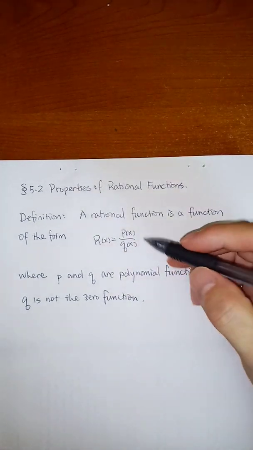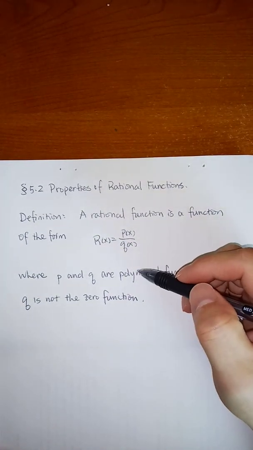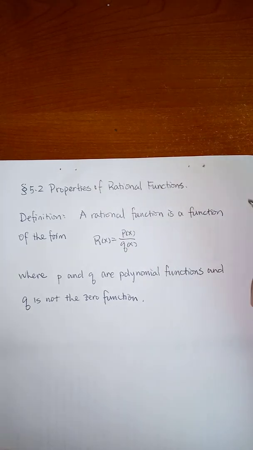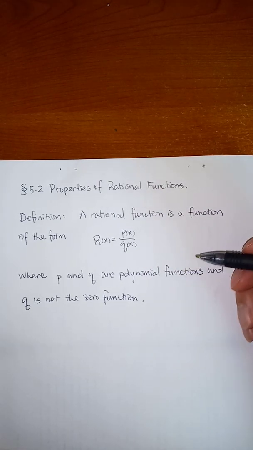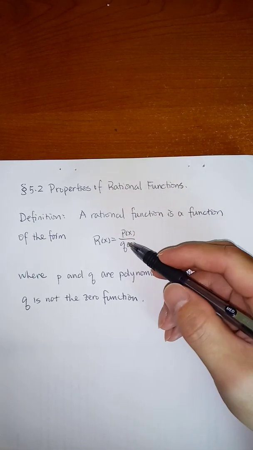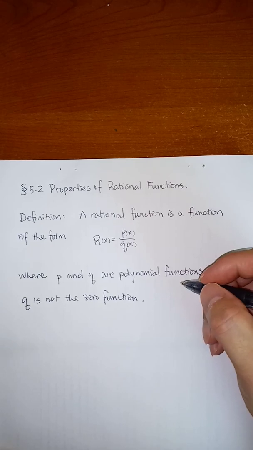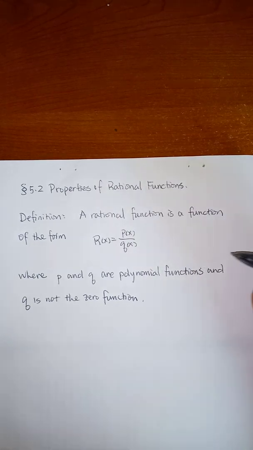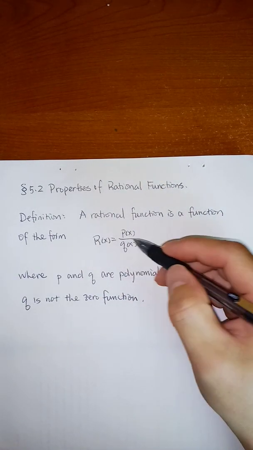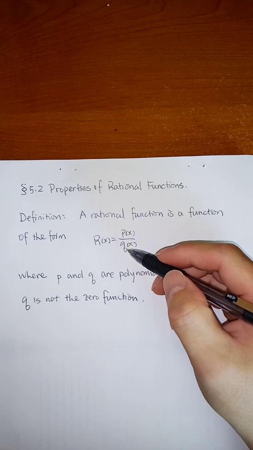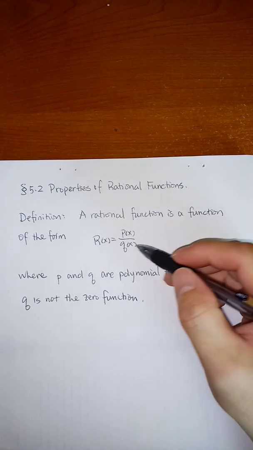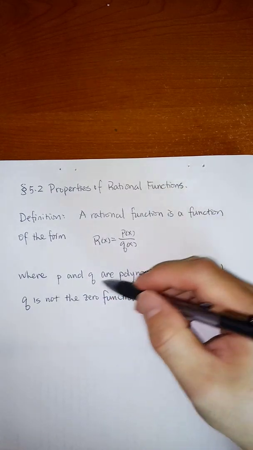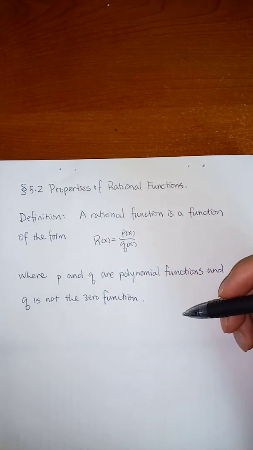Okay, so a rational function is like a rational number. What is a rational number? A rational number is a ratio of two integers: 2 over 3, 5 over 10, 11 over 12. And a rational function is a ratio of two polynomial functions. Of course, the rational number cannot have a zero denominator. A rational function cannot have a zero function as a denominator.